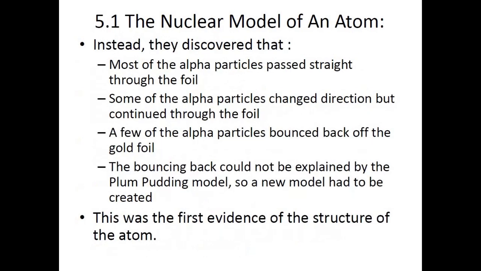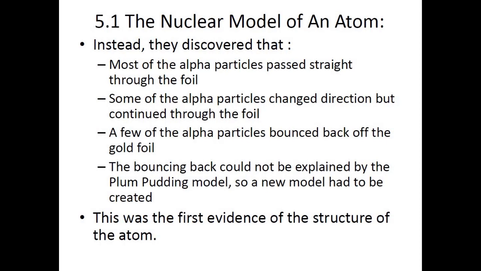What they discovered was that the majority of the alpha particles, the majority of the radiation, passed through the gold foil. Some of the alpha particles changed direction but continued through the foil. They were deflected by a very small angle, and a few of the alpha particles bounced right back and came right from where they were generated. The bouncing back could not be explained by the plum pudding model, which was the common atomic model at that time, so they had to draft up a new model.